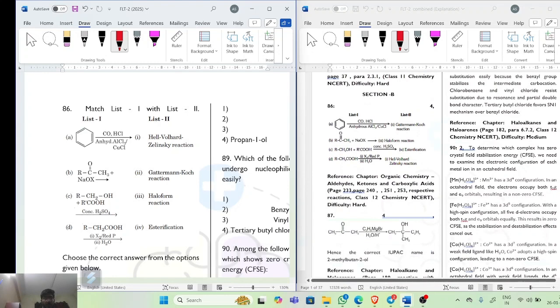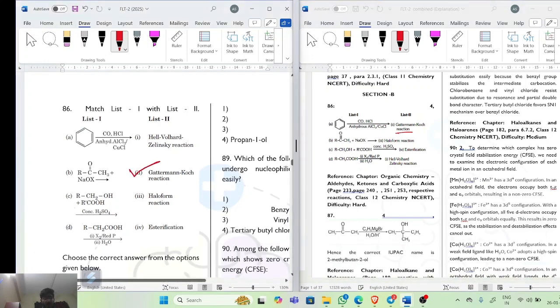So we have to match the following, list A and list B. First is benzene on reaction with CO, HCl and anhydrous AlCl3/CuCl. This is known as the Gattermann-Koch reaction. All are very important name reactions.